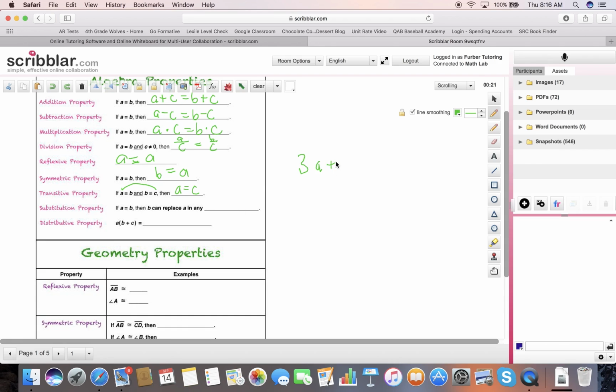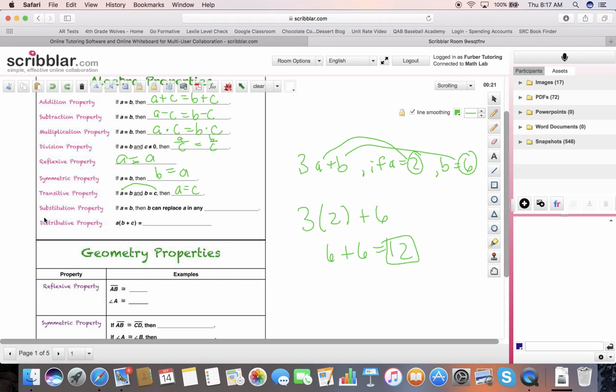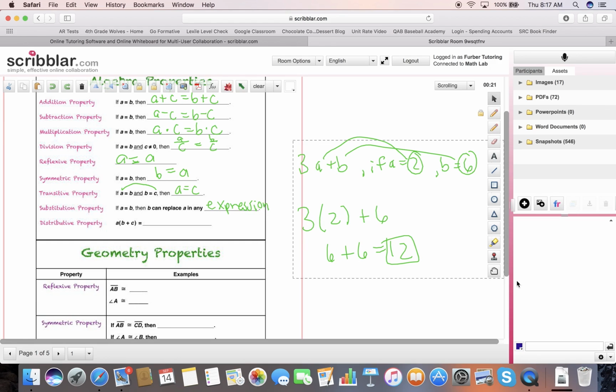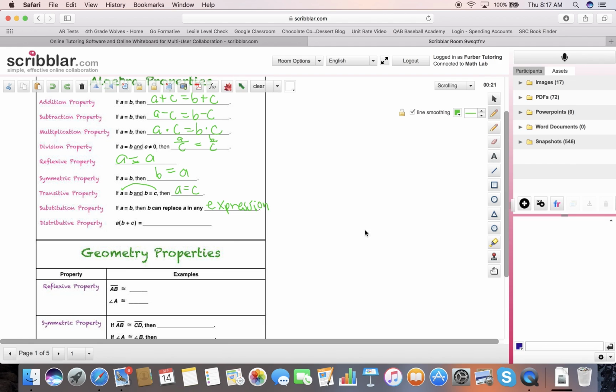You've done things like this before. And then it says if A equals 2 and B equals 6. Basically what you're told to do is take these values for A and B and substitute them into the equation, and then you would solve the equation. So this would be the same thing as 12. So that's all that the substitution property really says. If A equals B, then B can replace A in any expression. Any expression that I have, the two of them can replace each other, okay? Because they're equal to each other.